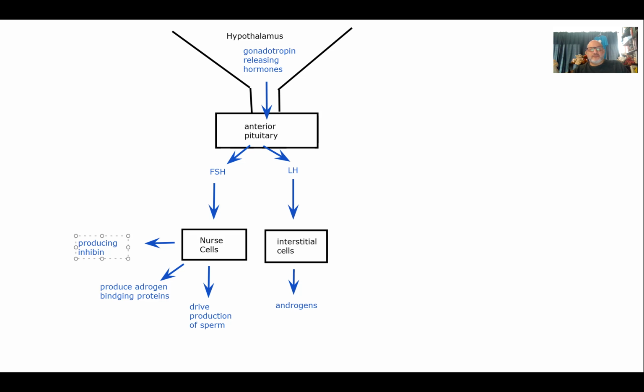Androgens, so let's do this one first. We'll do red. We'll do this here. Levels of androgens in the blood, let's say it this way, levels of androgens in the blood are regulated or monitored by the anterior pituitary and the hypothalamus.